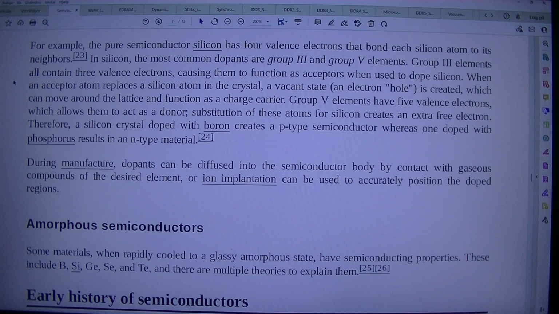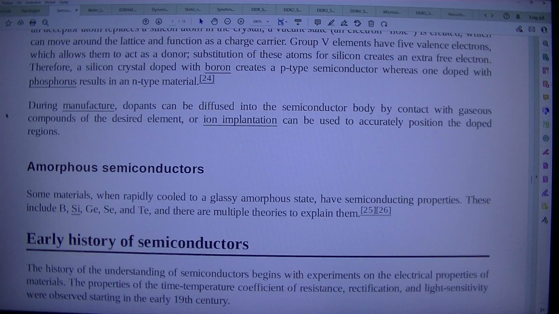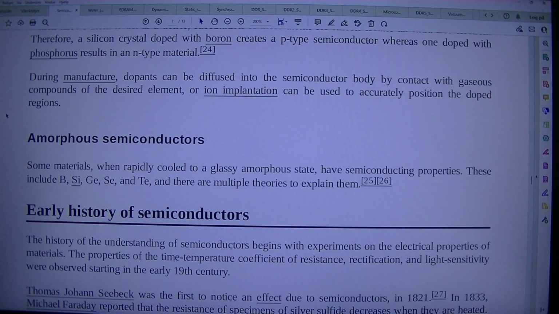Group V elements have 5 valence electrons, which allows them to act as a donor. Substitution of these atoms for silicon creates an extra free electron. Therefore, a silicon crystal doped with boron creates a P-type semiconductor, whereas one doped with phosphorus results in an N-type material. During manufacture, dopants can be diffused into the semiconductor body by contact with gaseous compounds of the desired element, or ion implantation can be used to accurately position the doped regions.